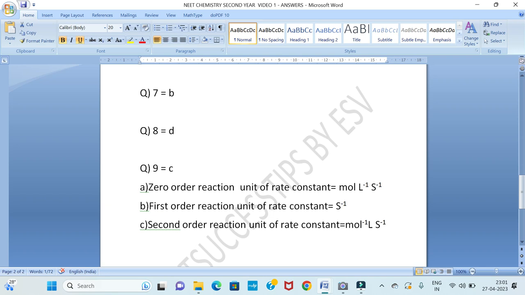Here only mole, here for second order per mole. Here per liter. Per second is common for all. The only difference is here only mole, here per mole. Here per liter, here only liter. That is the difference from zero to second order. Like that you have to compare.